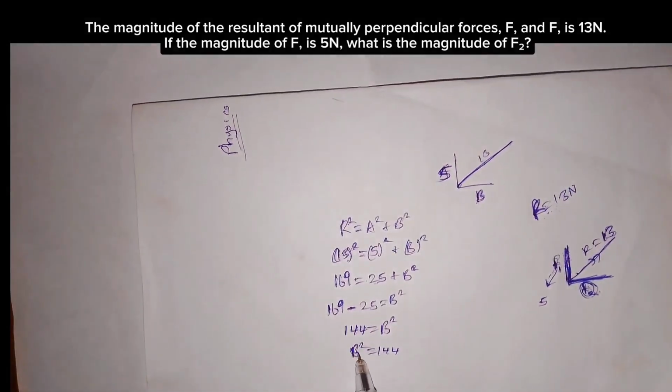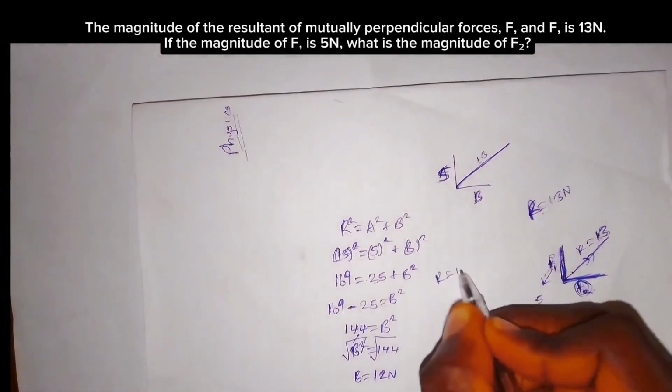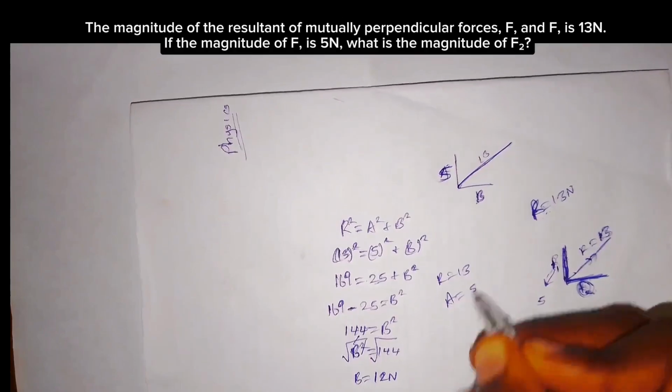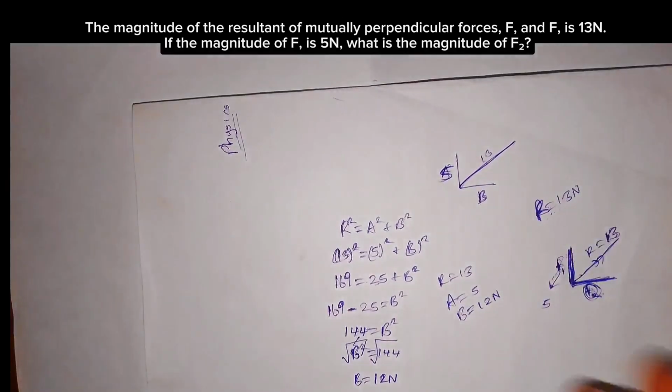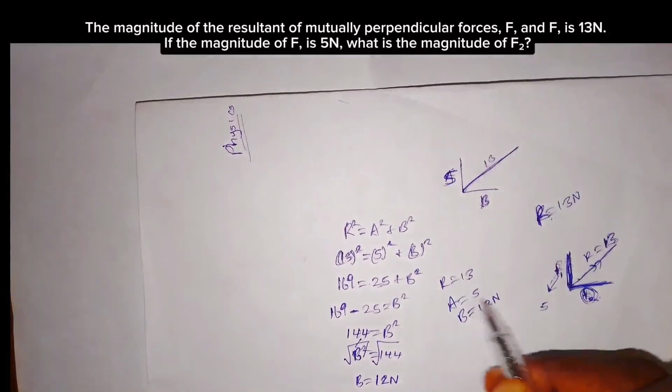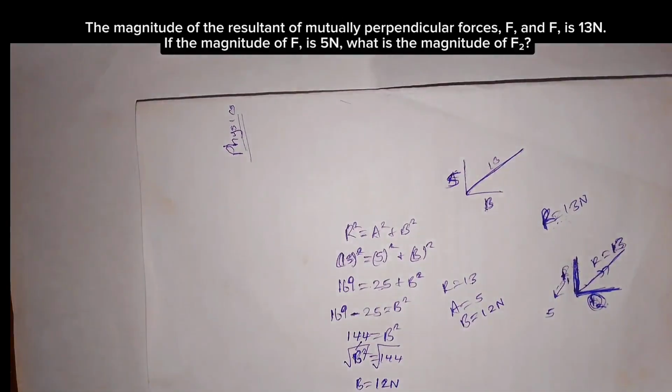Now to make B stand alone, we take the square root of both sides. The square root cancels the square, so B equals the square root of 144, which is what? 12 Newton. So our resultant is 13, our A is 5, then our B is 12 Newton. If you look at it, the resultant is always larger than any of the two vectors. Okay, so let's move to the fourth question.